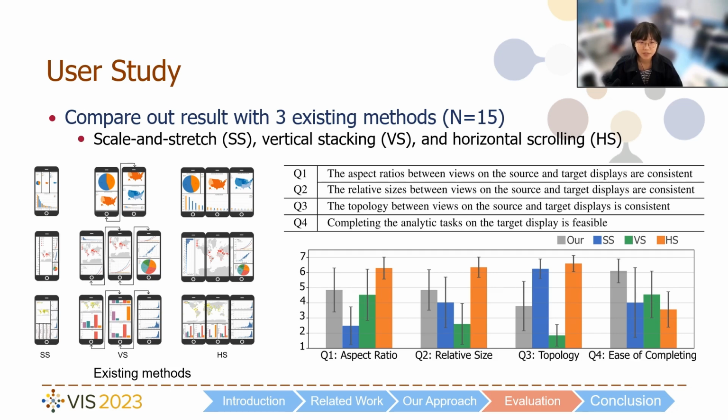After exploring, they rated questions like question 1 and 2, focusing on the consistency of layout properties between the original and adapted layouts. Question 3, which looks at the topological difference, and question 4, which is the ease of completing specific analysis tasks. Here are our results.